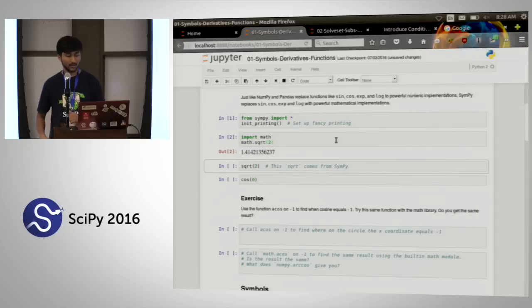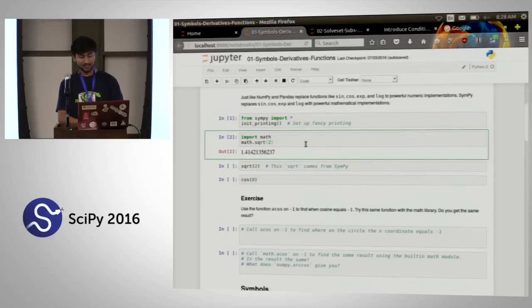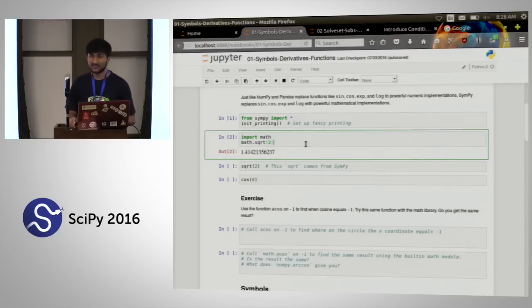So math has a sqrt function which gives you the square root of a number. So I've called that function, math.sqrt. You got the numeric result, 1.414. This is actually not the exact square root of 2. Even if you add a million digits after this, it would still not be the exact square root of 2. All right, so this is the difference between numeric and symbolic.